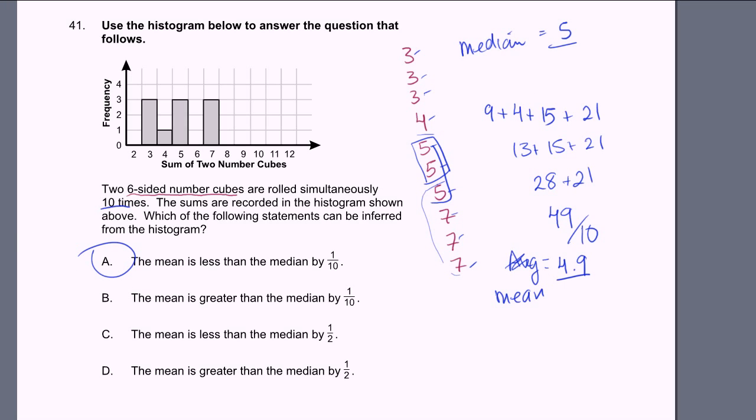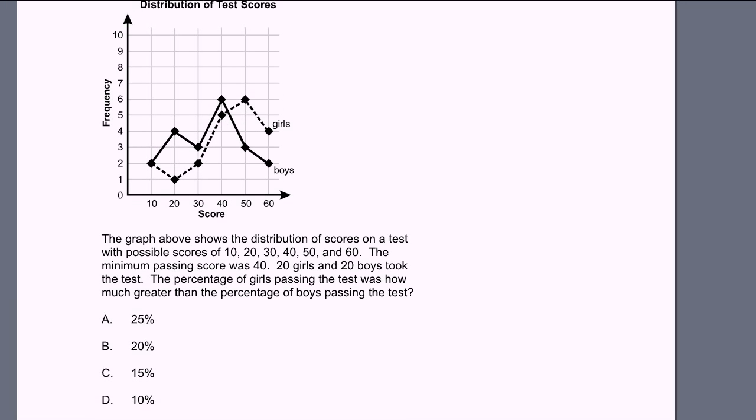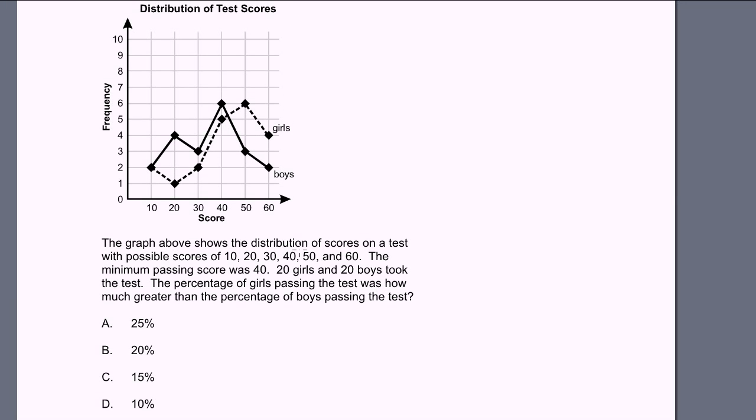Choice A. Problem 42. Use the graph below to answer the question that follows. Distribution of test scores. The graph above shows the distribution of scores on a test with possible scores of 10, 20, 30, 40, 50, and 60. Those are the only possible scores. Maybe there are only 6 questions on the exam. The minimum passing score was 40. So this is the minimum passing score. You have to get at least a 40 to pass.